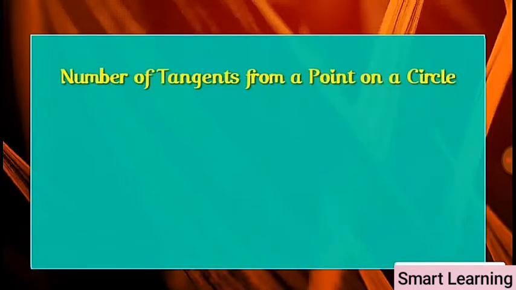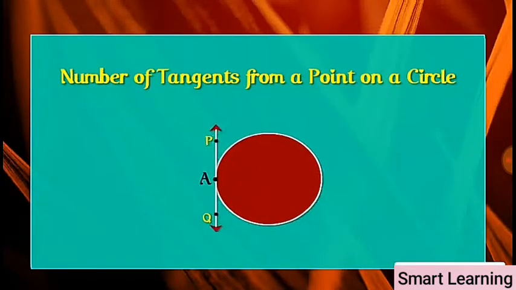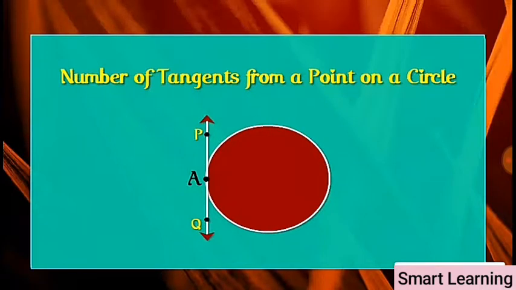In this module, we will discuss the number of tangents from a point on a circle. As we already know, from any point on a circle, there can be one and only one tangent. Now let us learn about the number of tangents from a point inside a circle.